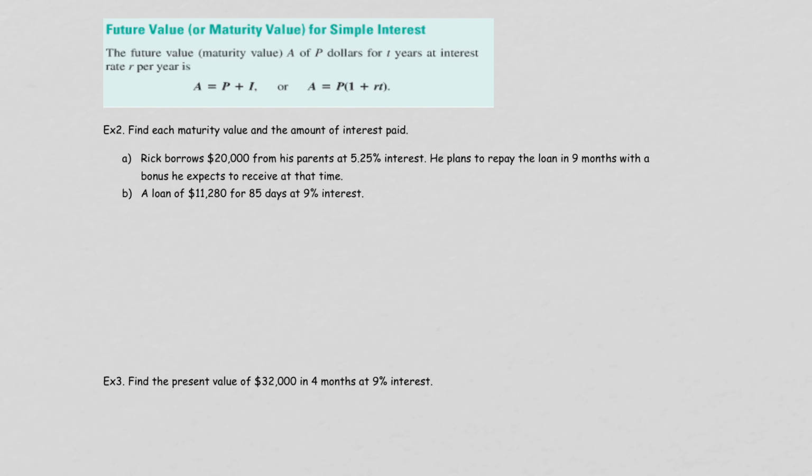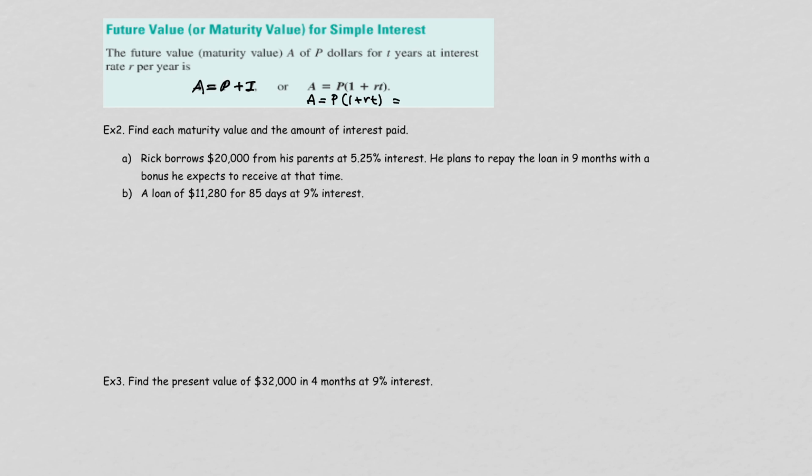The second example we're going to look at is the future value, not just the interest itself, but in the future, what will be your total amount. Future value is sometimes called maturity value. You can find the future value, the total amount, as principal plus interest. We just learned how to find the interest, so just add it to the principal. Or, without the interest, you can find the future value as principal times 1 plus RT.